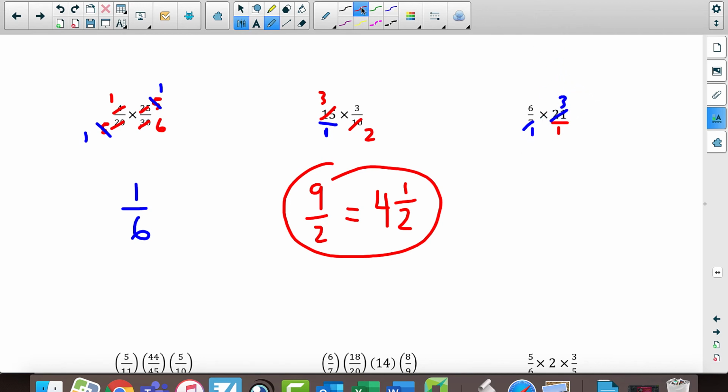Question for you. Can you now simplify the 6 and the 3, divide them both by 3? No, you can't do that. How come? It has to be one number in the numerator, one number in the top, and one in the bottom. Those are both numerators, so it doesn't work. It has to be one on the top, one on the bottom.